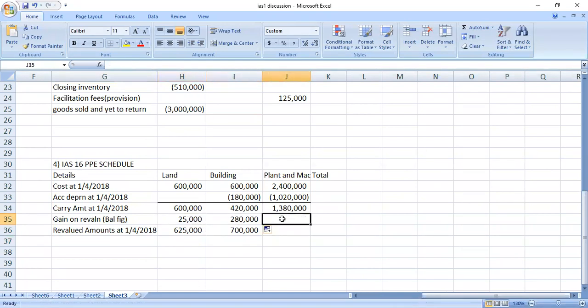Okay, of course, we didn't revalue land, so there's nothing. Therefore, for land we expect it to have the same carrying amount at the end. Okay. So how do we treat these gains?